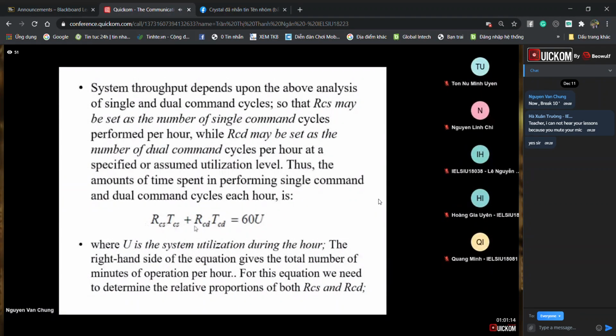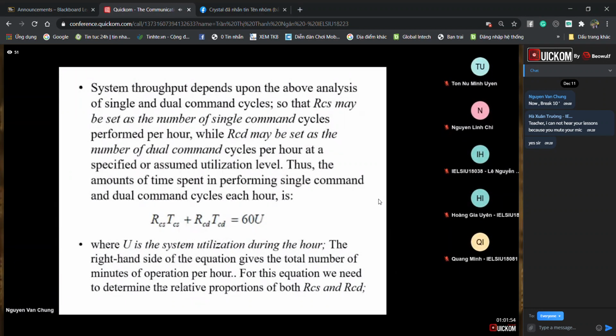You use this formula: RCS times TCS plus RCD times TCD equals CTU, like that is the system utilization in hours. You see the right hand side of the equation gives the total number of minutes of the operation per hour.